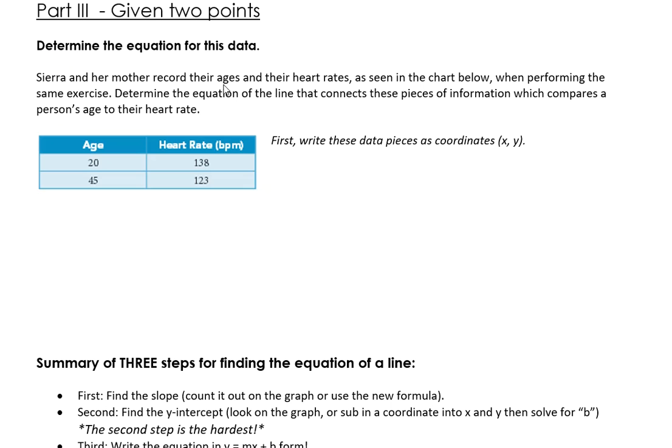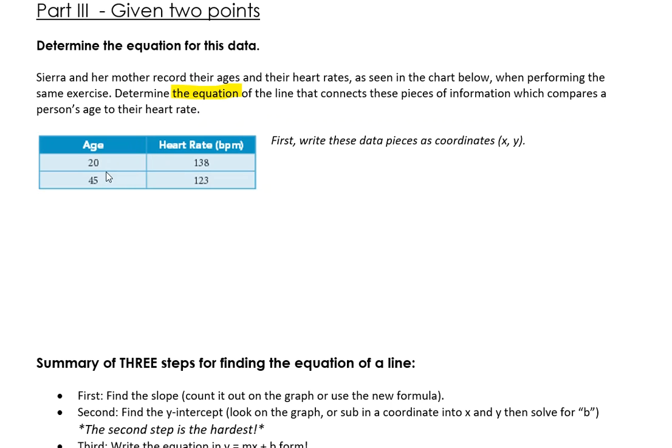Sierra and her mother record their ages and their heart rates as seen in the chart below when performing the same exercise. So here are their ages. Sierra is 20, her mother is 45. And their heart rates are here when they're performing the same exercise. Determine the equation of the line that connects these pieces of information, which compares a person's age to their heart rate. So we don't have to graph it, but we're trying to figure out the equation that would put these two pieces of information together.